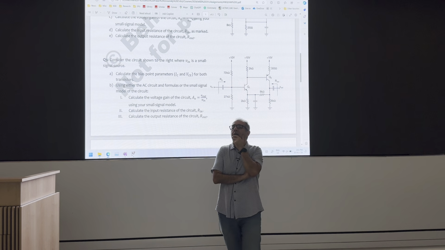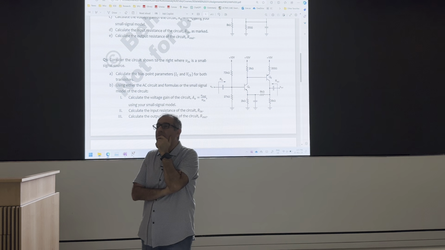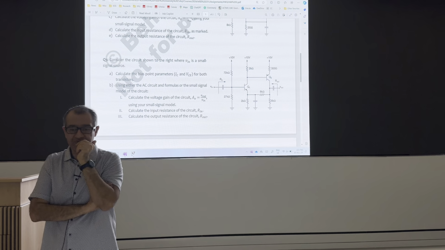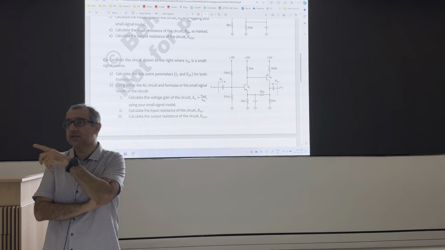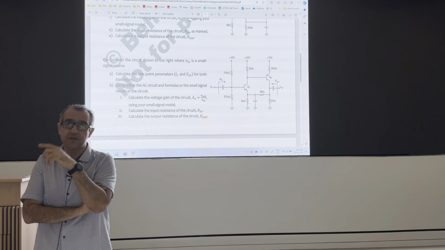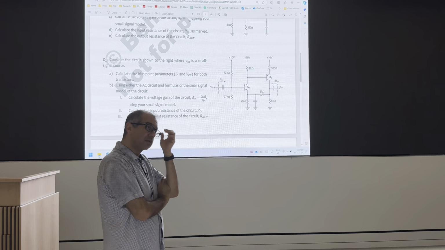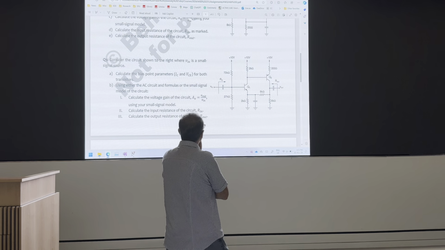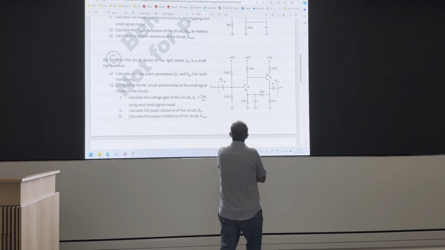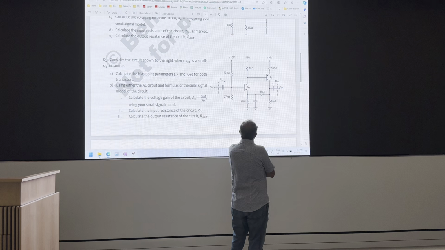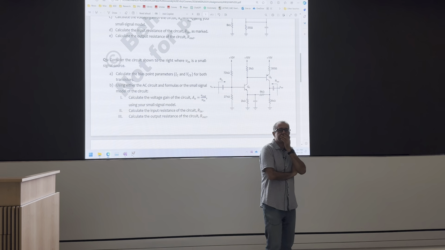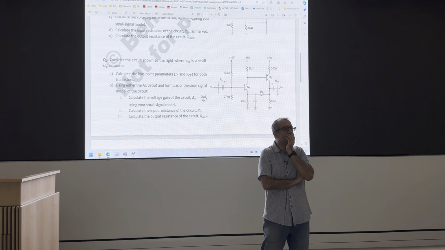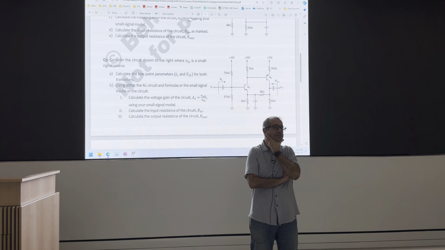So when I ask for small signal parameters, is that just GM and RPI? Yep. For both transistors, right? And I think betas are the same, but each one has a different IC, and therefore their RPI and GMs are going to be different. So what else? Yeah, GM.